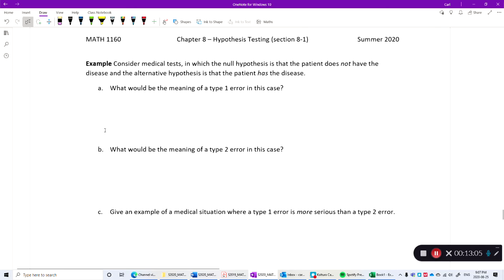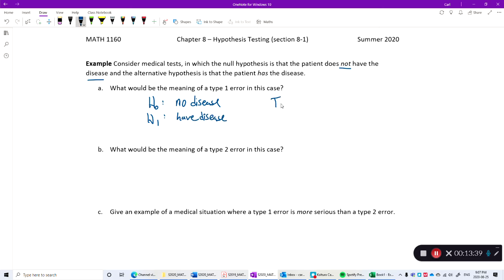Okay. So let's go back to the medical context here. Consider medical tests in which the null hypothesis is that the patient does not have the disease, and the alternative is that the patient has the disease. We've actually kind of covered this already. I forgot that I had this. What would be the meaning of a type 1 error? So let's write down. The null is that they have no disease. H1 is that they do have disease.